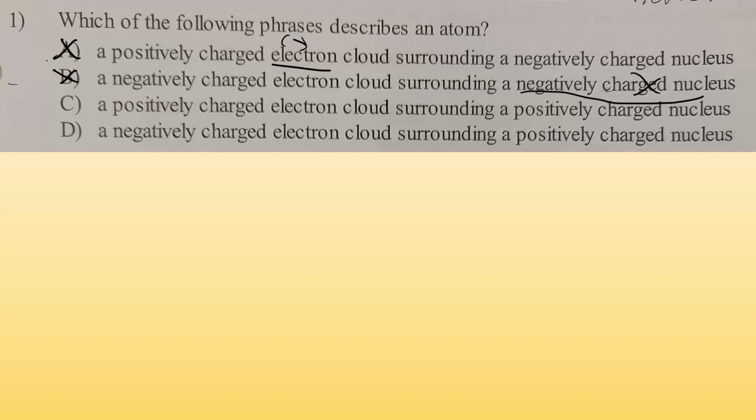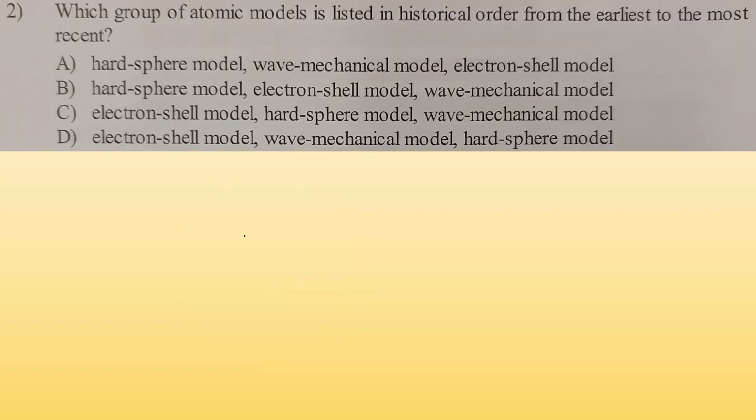Is it a positively charged electron cloud? No, it's not it again. Or a negatively charged electron cloud surrounding a positively charged nucleus. That is absolutely correct, right? We have a positive nucleus and we have a negative electron cloud surrounding it.